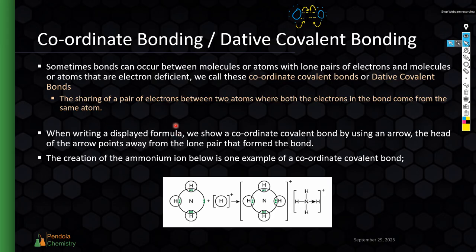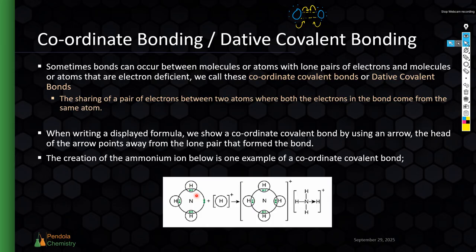When writing a displayed formula, or when writing a Lewis structure, another way to say this, we show a coordinate covalent bond by drawing an arrow that you can see here. The arrow head points towards the element that did not contribute any electrons, whereas it originates from the element that gave both of the electrons. Now, this is the most common example of a dative covalent bond or a coordinate covalent bond, which is the creation of the ammonium ion.